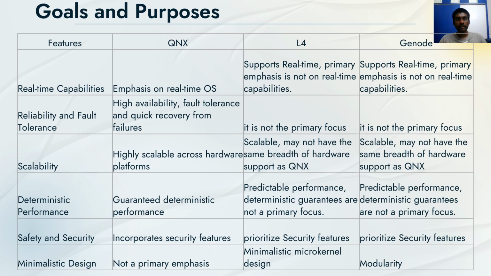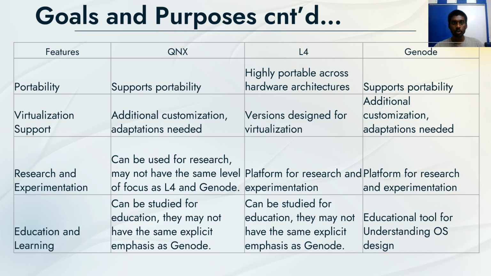L4 aims for a minimalistic and lightweight microkernel design, while QNX and Genode prioritize modularity. Both QNX and Genode also support portability, but L4's portability focus is more explicit. L4 includes a version specifically designed for virtualization, while virtualization can be achieved with QNX and Genode. It may require additional customization and adaptations.